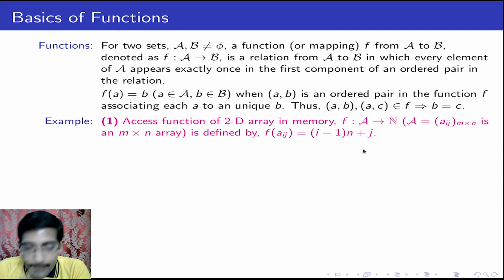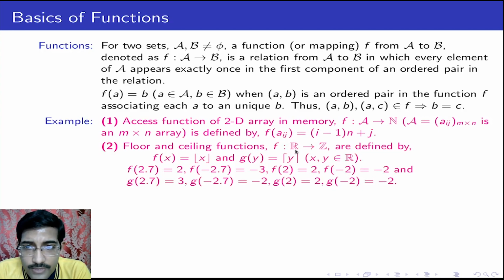However, to access an element from a two-dimensional array, we use a function which is (i minus 1) into n plus j to access the ij-th element. Why? Let's say I am accessing the second row, third column. I have to leave aside the first n elements from the first row and then go to the third element. So for the second row, 2 minus 1 into n is n, plus 3. So I leave n elements and then go to the third element. So this is a function for accessing array elements from a memory location.